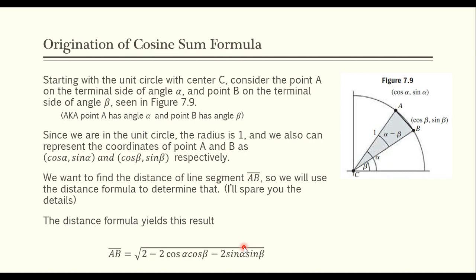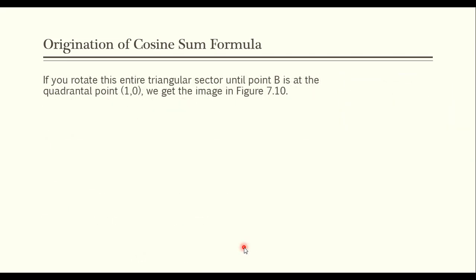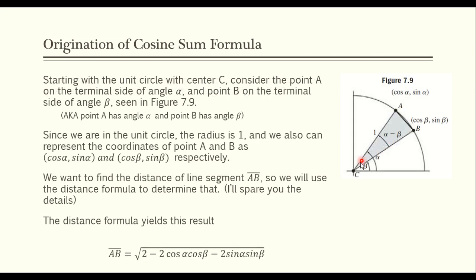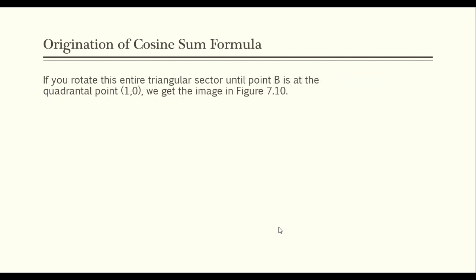But there's one point specifically in this quadrant that would be rather interesting to know about with a similar diagram. So we're going to go ahead and do that. So if I rotated that entire sector, right, this is a little sector right here. If I rotated it clockwise until point B is on that quadrantal point 1, 0, we're going to get this figure.